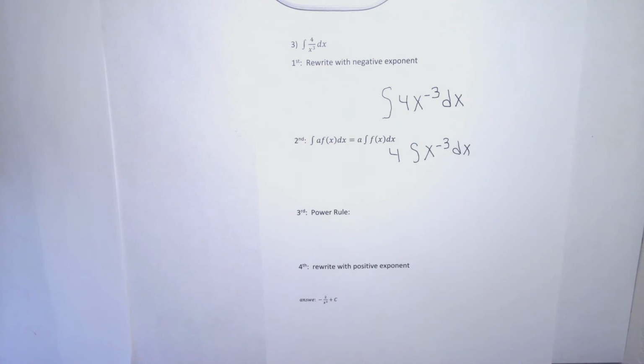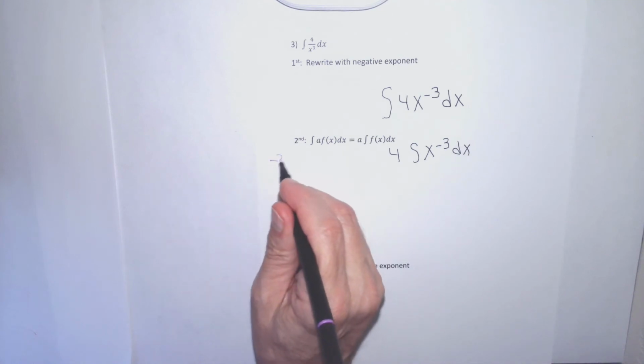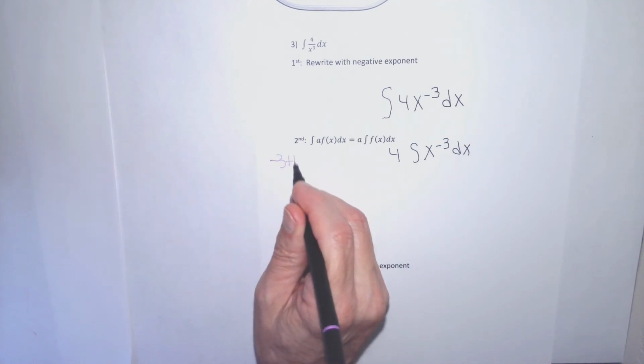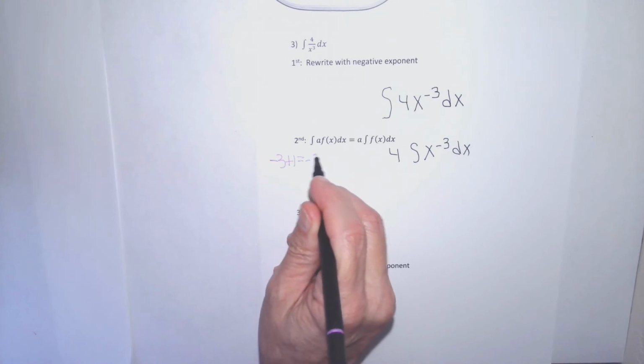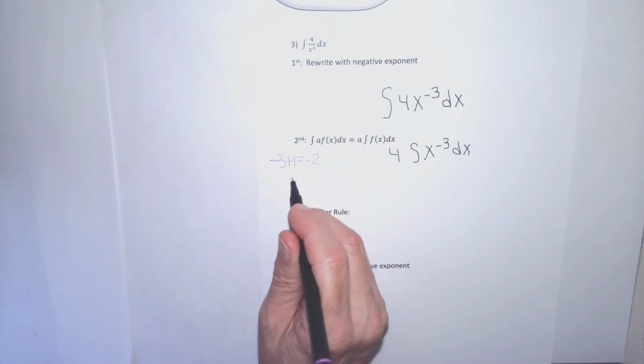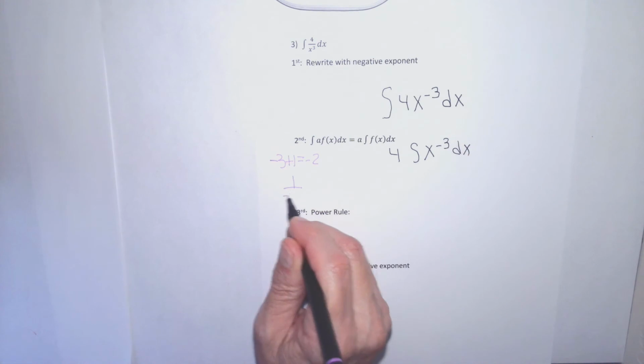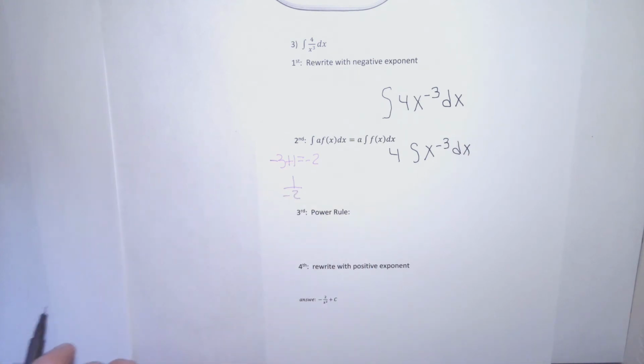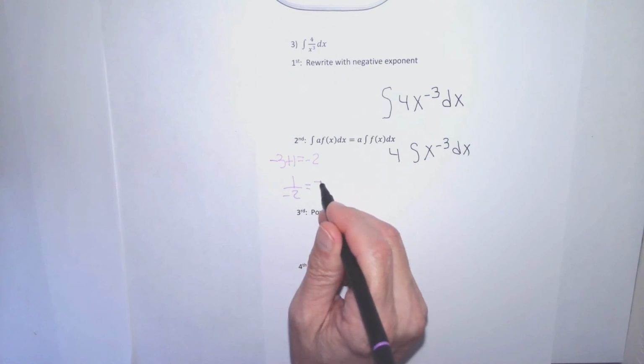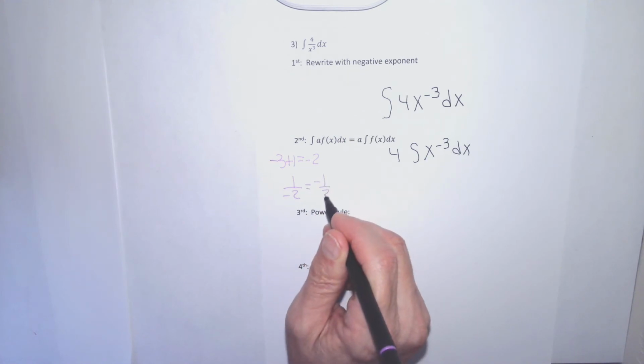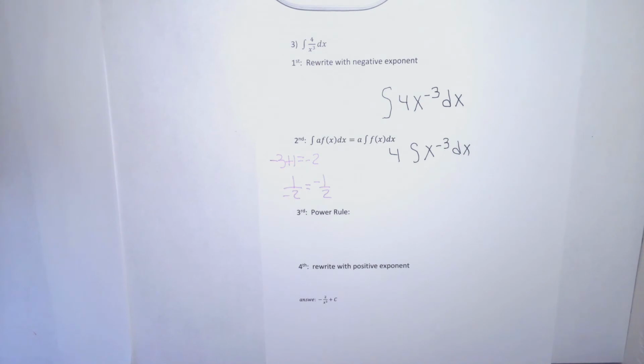And now I'm going to use the power rule. I'm going to add 1 to the exponent, and negative 3 plus 1 is going to be negative 2 for the new exponent. Technically, I'm supposed to multiply by 1 over negative 2. Having that negative in the denominator is not my friend, and the fraction negative 1 over positive 2 is equal to the fraction 1 over negative 2.